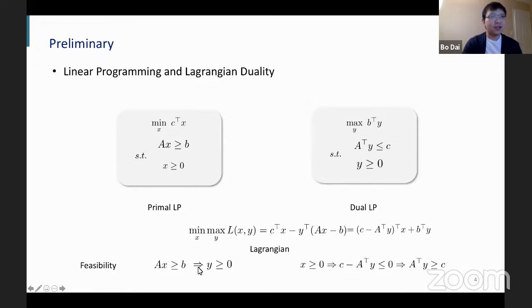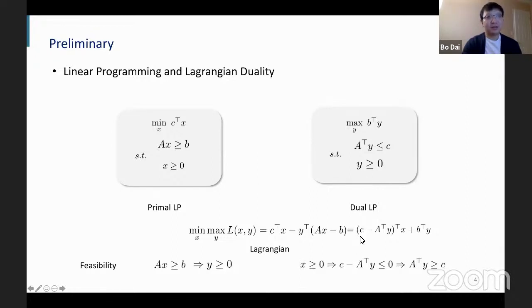Because we assume this primal form always has feasible solutions, that means Ax bigger than or equal to b is always satisfied. Consider that you are trying to minimize something; this part is negative, and if y is smaller than 0, this part goes to infinity, which means it cannot have any solution. So we need to restrict y to be bigger than or equal to 0. That's why we have this constraint in the dual LP.